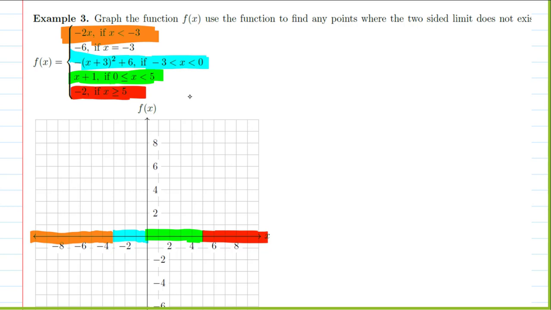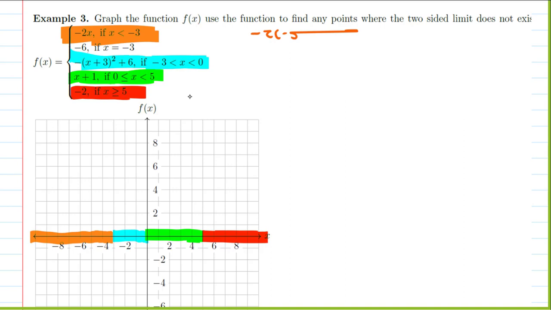So in my orange domain, I'm graphing negative 2x. Well, what does the graph of negative 2x look like? It's a line with slope negative 2, right? So this one is a line with slope negative 2. And if I put in any point in the domain, I can get 1 point and then use the slope to do that graph. Well, notice negative 3 isn't in the domain, but we can still plug it in.